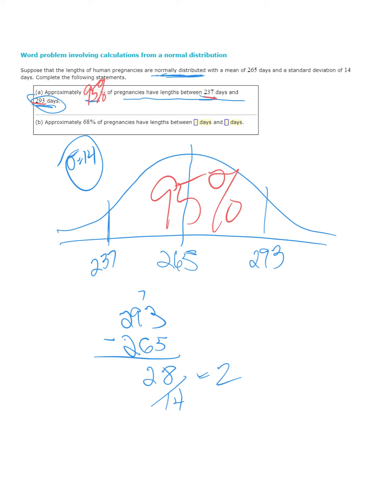When I'm doing this next one, it says approximately 68% of pregnancies have a length between what numbers? Well, 68, that's 1 standard deviation. So I take my mean and I add a standard deviation to it. That'll be my upper bound. And then I'm going to take my mean and subtract a standard deviation. And that'll be my lower bound. And 68% should fall between those 2 numbers. All right, you can do this. Go for it.